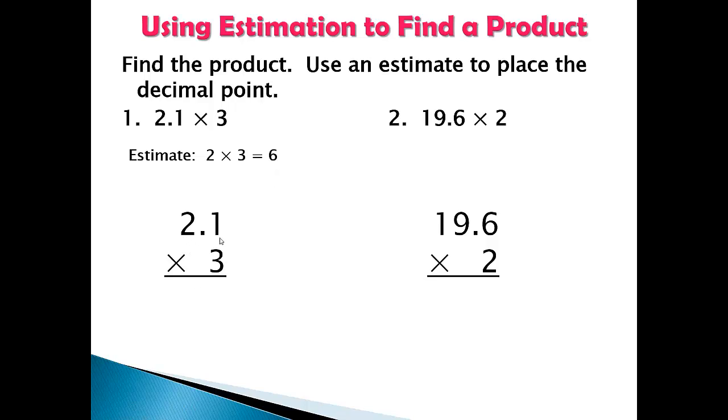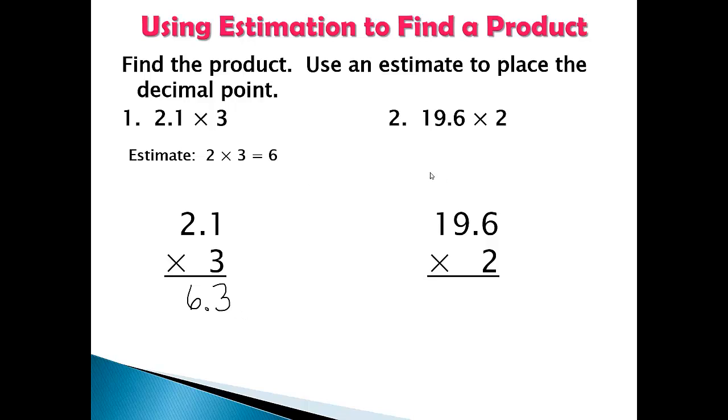So we have 2 1/10 times 3. 3 times 1 is 3. And 3 times 2 is 6. Now we need to figure out where the decimal is going to go. We know our answer is going to be about 6, so our decimal would need to be behind the 6 and in front of the 3, because that is 6 3/10, which is very close to 6.